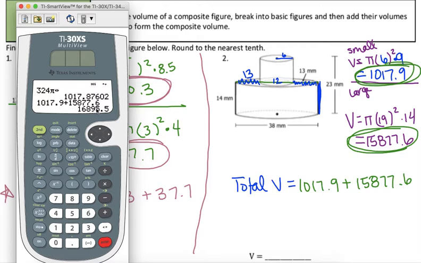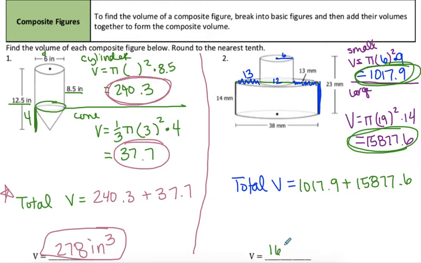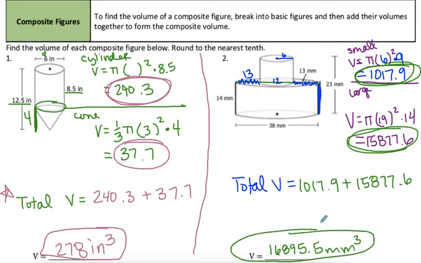For a total of 16,895.5, and we are measuring that in millimeters cubed. All right, so there's our second composite figure. Break it into more manageable figures and then find the total together.